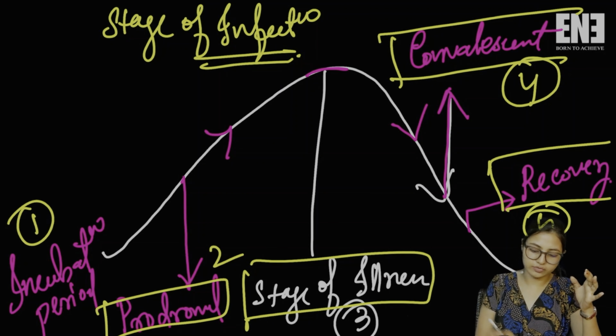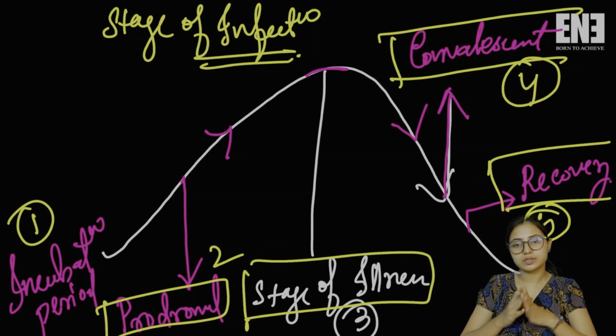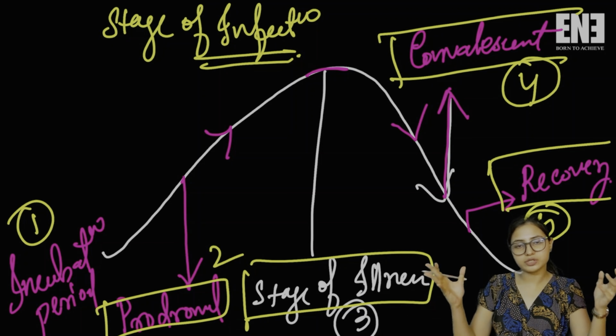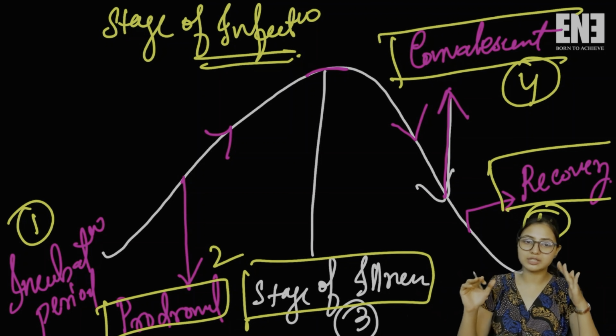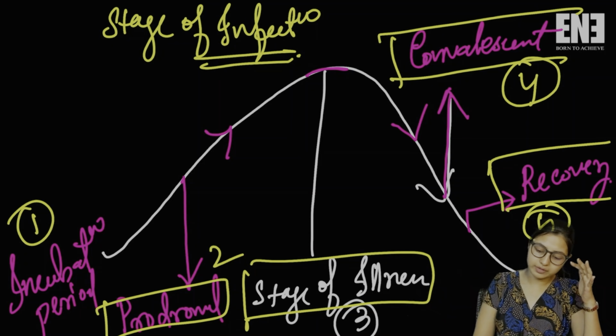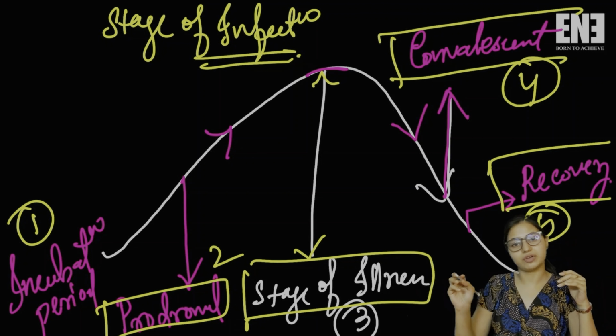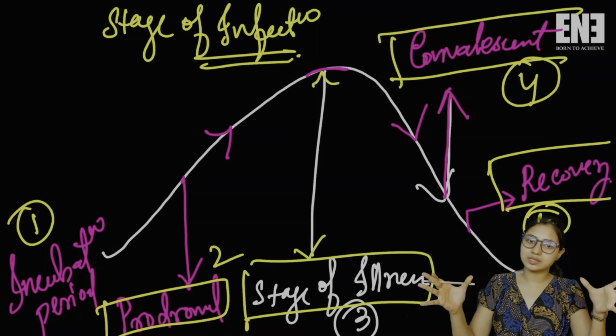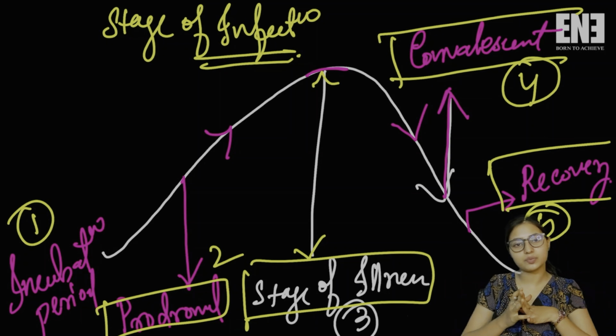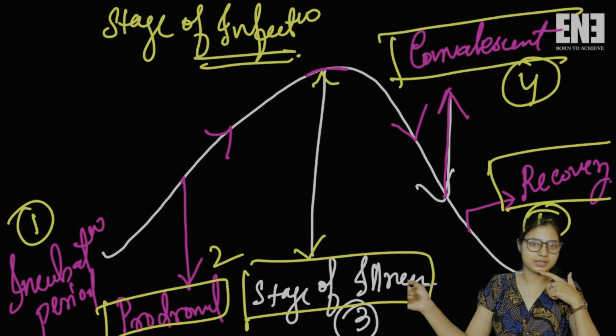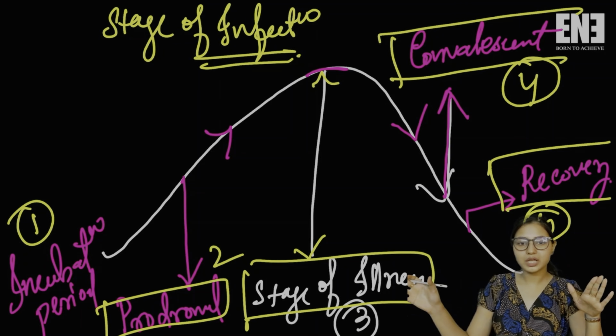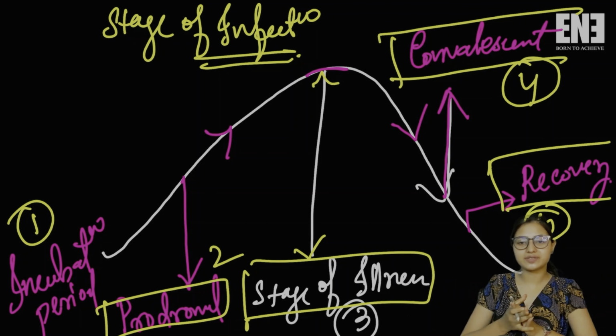And this is stage 1. Okay. So this is the graph of your stage of infection representing all the stages, and the graph is at its peak in the stage of illness. Means all the specific signs and symptoms are clear in this, and the person is clearly contagious in this state. Okay. Am I clear? So these are all the 5 stages of infection.